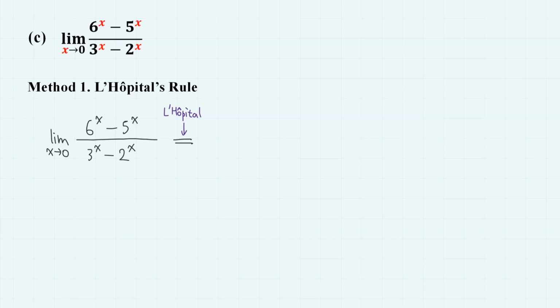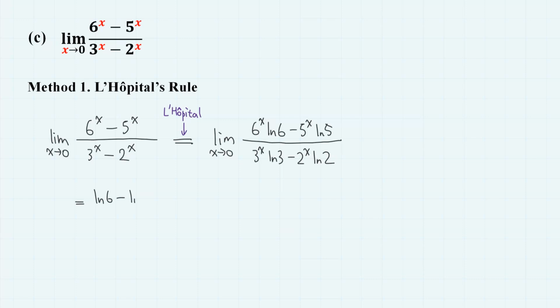Next, the third one. The L'Hopital method is really simple. We just take derivative of everything. So we have 6 to the power of x ln 6 minus 5 to the power of x ln 5 divided by 3 to the power of x ln 3 minus 2 to the power of x ln 2. So we have ln 6 minus ln 5 divided by ln 3 minus ln 2, which we can also write as ln 6 over 5 divided by ln 3 over 2.